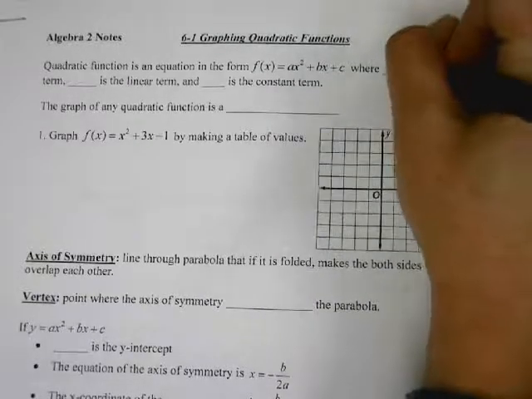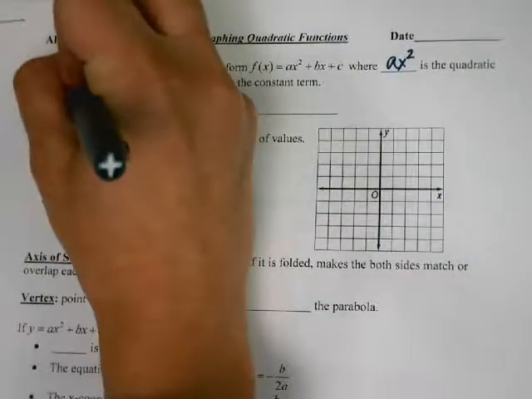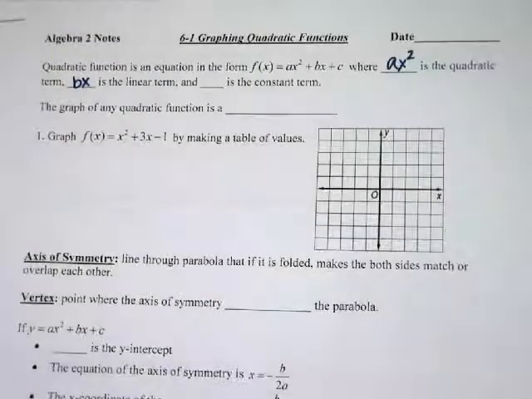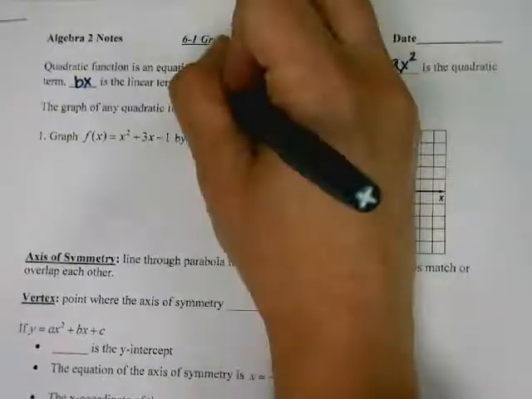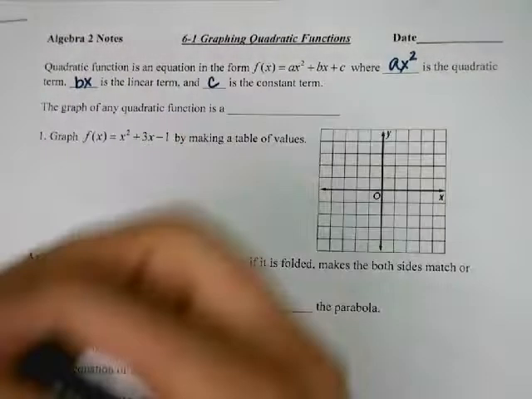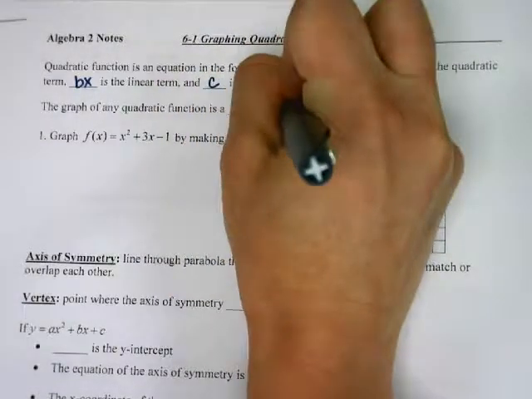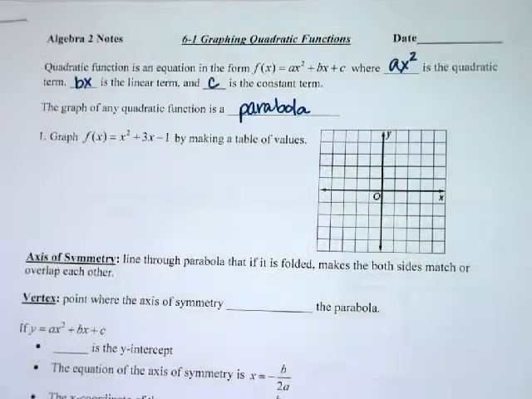So, ax² is the quadratic term, bx is the linear term, and c is the constant. The graph of any quadratic function is always a parabola. So this whole unit we're going to be talking about parabolas.